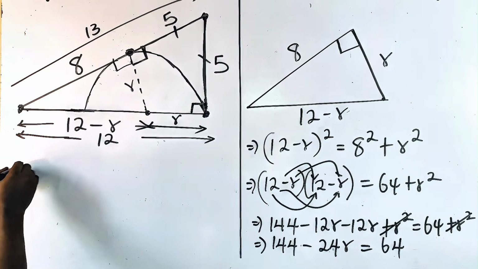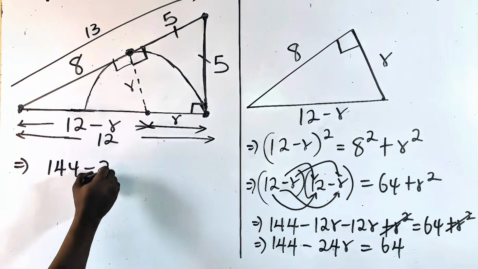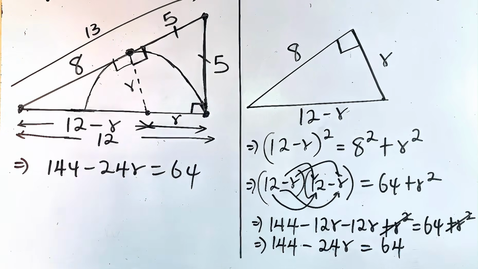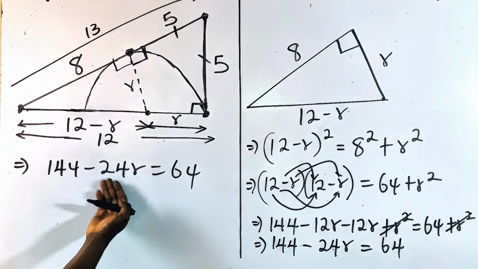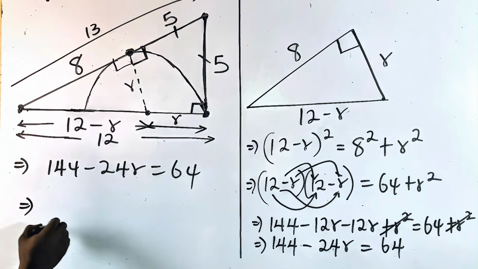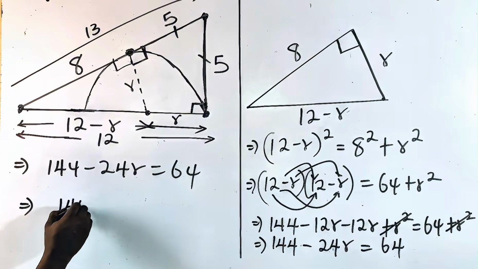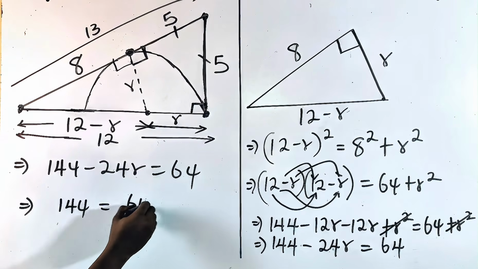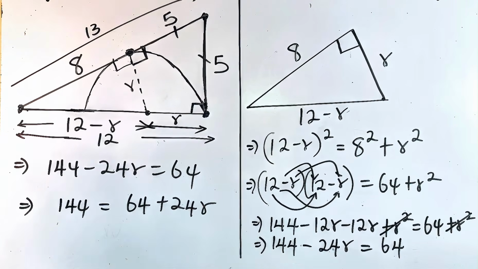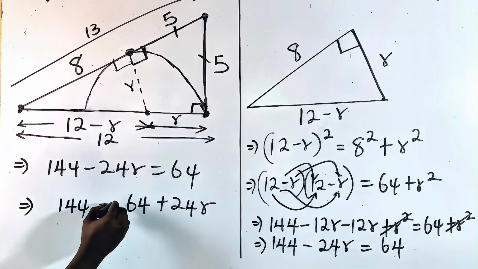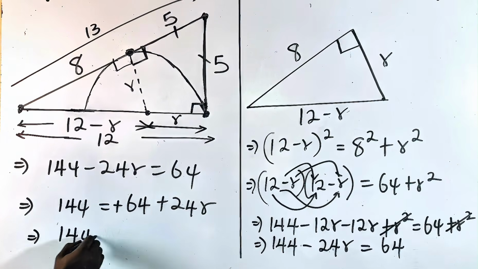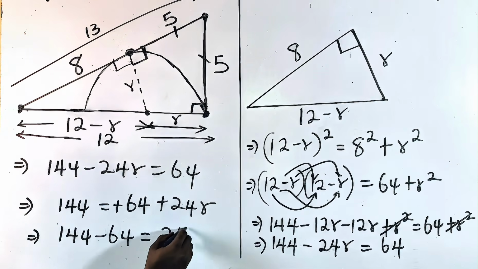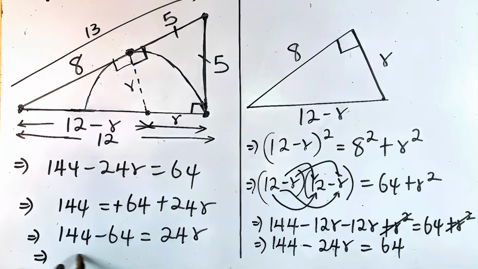From here, we now have 144 minus 24r is 64. So what do we do? We are going to remove this, and to remove it, we add. If we do that, we are going to have 144 is 64 add 24r. To make this subject, we need to remove the 64, and to do that, you subtract. So 144 take away 64 is equal to 24r. Then subtract this, it gives us 80 is 24r.